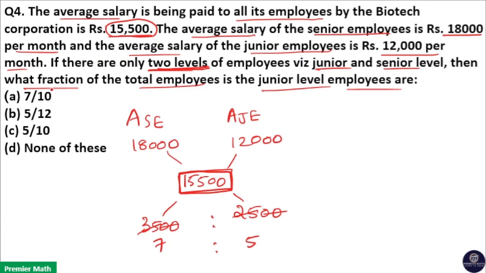Now the question is asking us to find what fraction of total employees is the junior level employees. That means the ratio of junior employees divided by total employees. Here junior employees is 5 parts and total employees is 7 plus 5, 12 parts. So 5 by 12 is the answer. So option B is your answer.